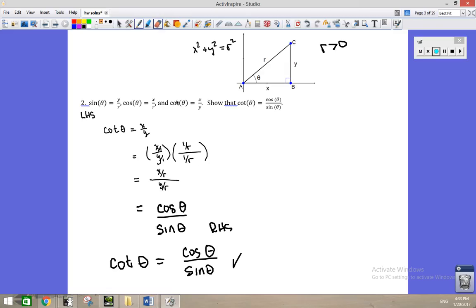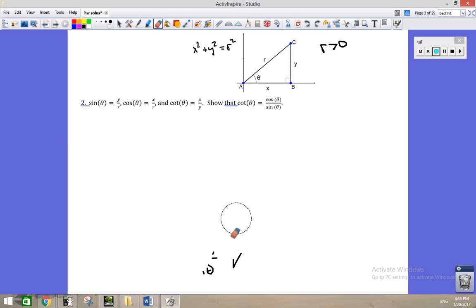Now let's suppose that somebody was wanting to check their work and they didn't start with cotangent. They started maybe with the more complicated side, the right-hand side. Honestly, that's probably what I would have done. I probably would have started with the cosine of theta divided by the sine of theta and tried to somehow manipulate what this is equivalent to, using definitions and arithmetic properties, to illustrate that it simplifies to the cotangent of theta.